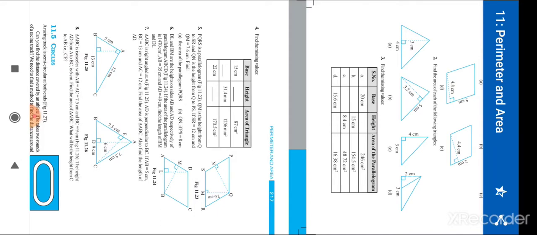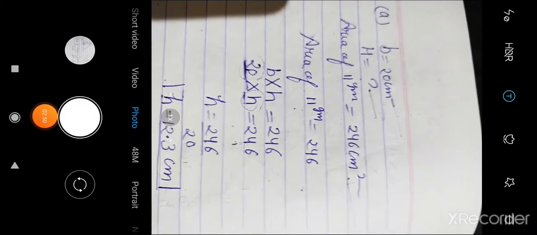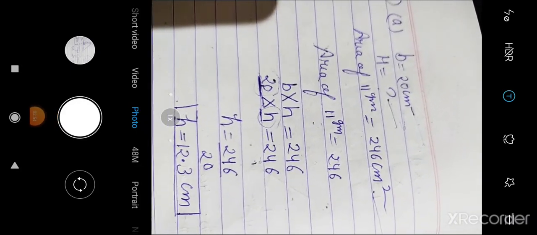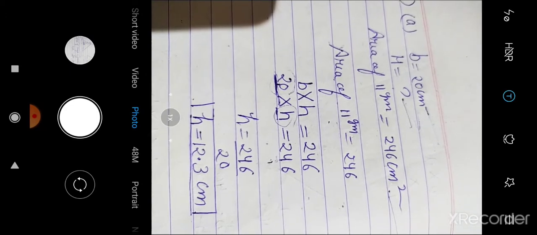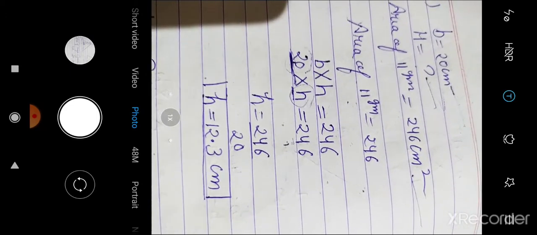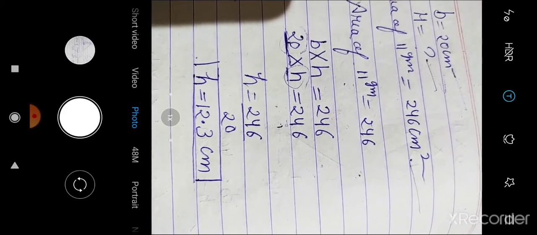In the first part it is given that the base is equal to 20 centimeter. We have to find its height, whereas the area of the parallelogram is 246 centimeter square. So students, first we write all the information from the question. As mentioned in the question, base is equal to 20 centimeter, height is equal to question mark, and area of parallelogram is equal to 246 centimeter square.